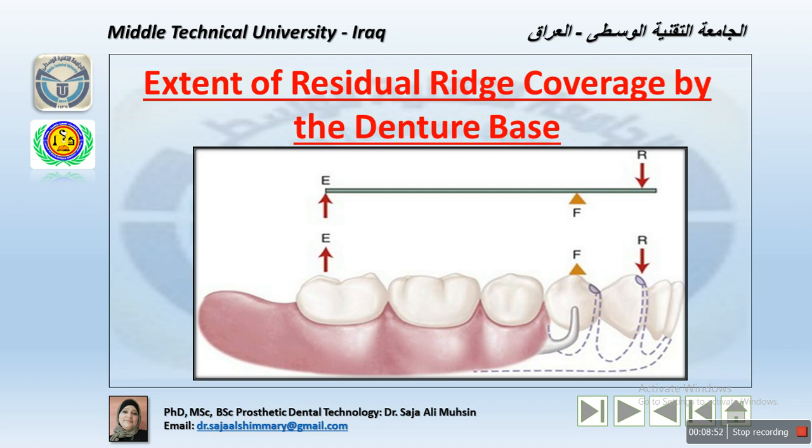The broader the residual ridge coverage, the greater is the distribution of the load, which results in less load per unit area. A denture base should cover as much of the residual ridge as possible and should extend the maximum amount within the physiological tolerance of the limiting border structures or tissues.